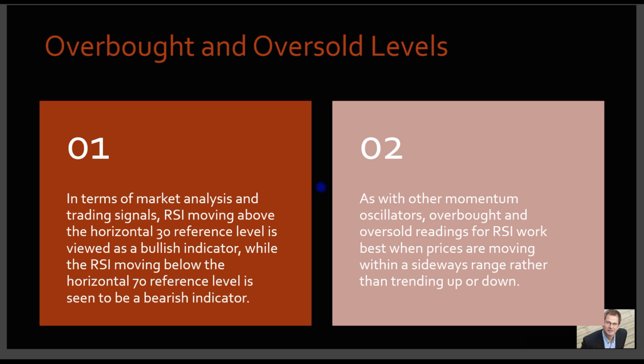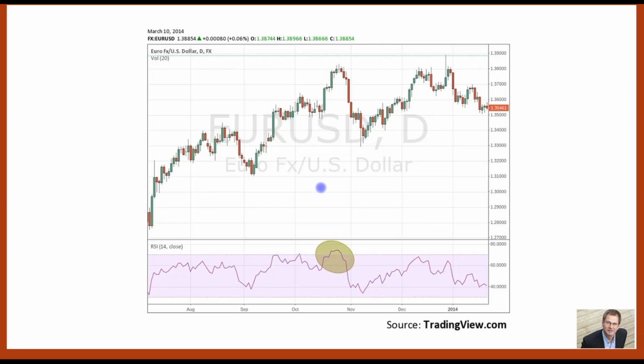As with other momentum oscillators, overbought and oversold readings for RSI work best when prices are moving within a sideways range rather than trending up or down. So in other words, when price is trading sideways, a change in the RSI will indicate the beginnings of a trend, either up or down.